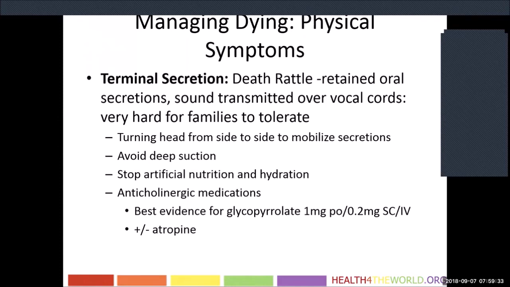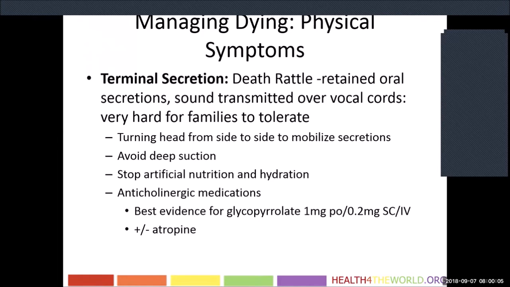You want to avoid deep suctioning because the more you suction, the more secretions, and that leads to more suctioning. So the family just remembers you suctioning out all this fluid, and the person suffered to their last dying breath, even if they didn't. You want to stop artificial nutrition and hydration at this point, because you don't want to create third spacing or any volume overload. And then the gut doesn't work so well. So if you're giving them artificial nutrition and they vomit, then the family just remembers that and the aspiration, and that's traumatic for the patient.